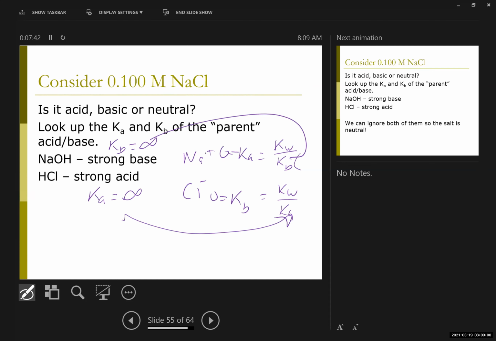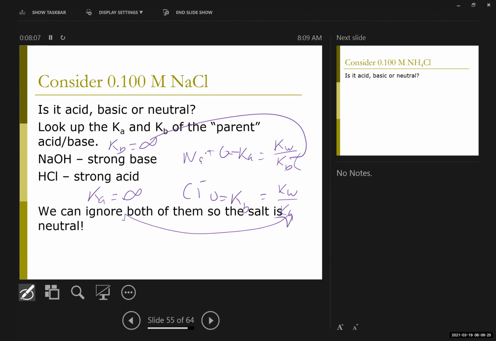And so sodium chloride is in fact a neutral salt because both the acid and the base that I get from dissociating the sodium chloride are the conjugate of strong acids and bases. And so they themselves have no acid-base role to play. And so the sodium chloride should be really pretty much pH 7. Yes, no?